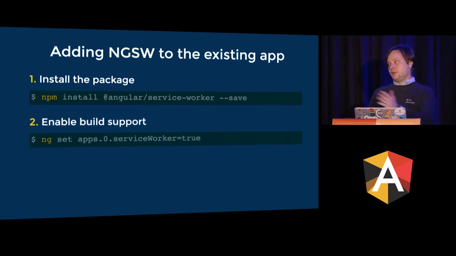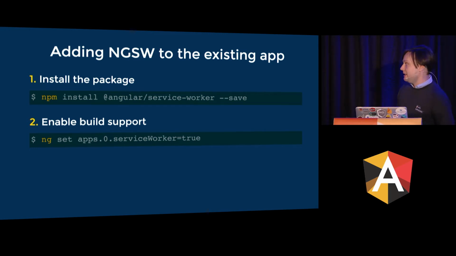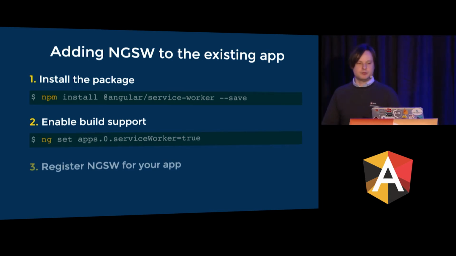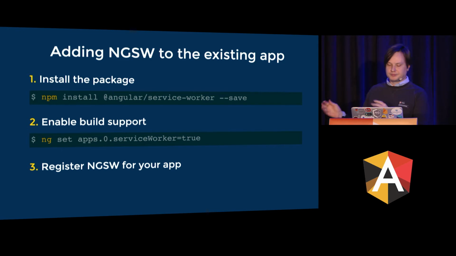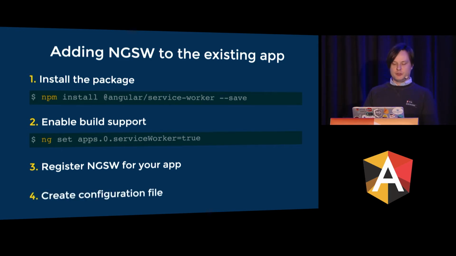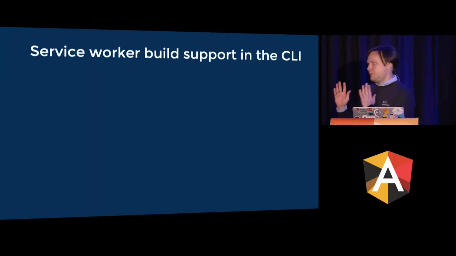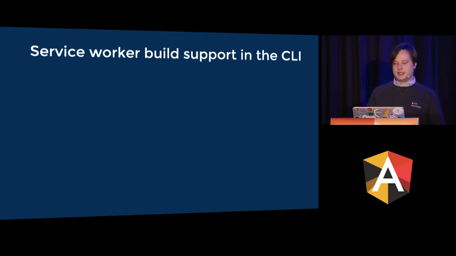So first, we have to install this service worker package. It's super simple. Then we enable build support by specifying one simple option in the Angular CLI settings file. Then we register our Angular service worker in the app module and, after all, create a configuration file. Cool. So point number one, super simple. Point number two, we'll have on the next slide.